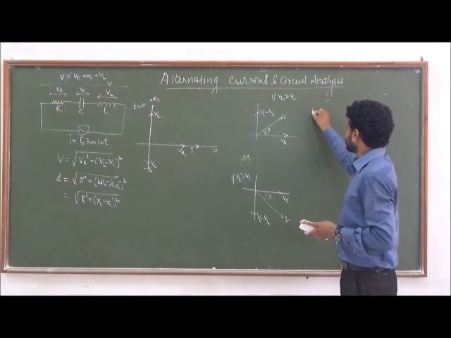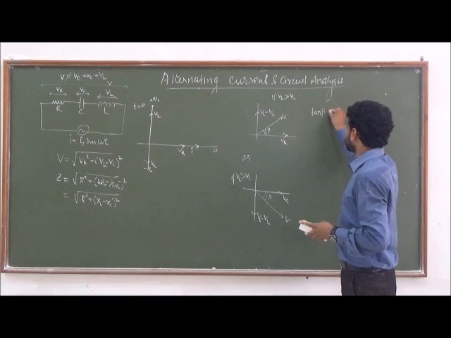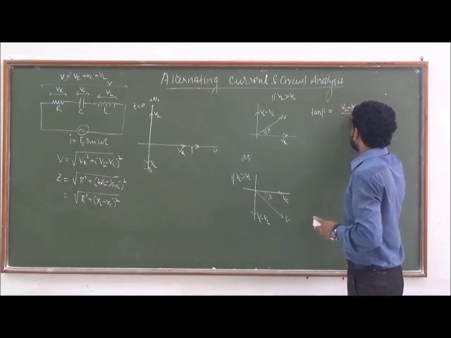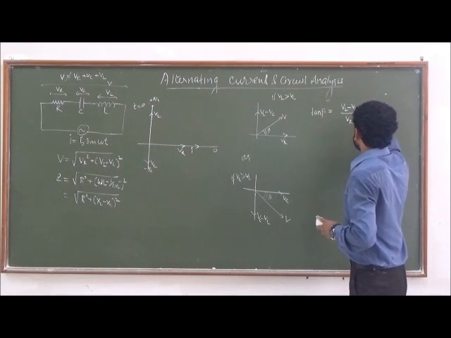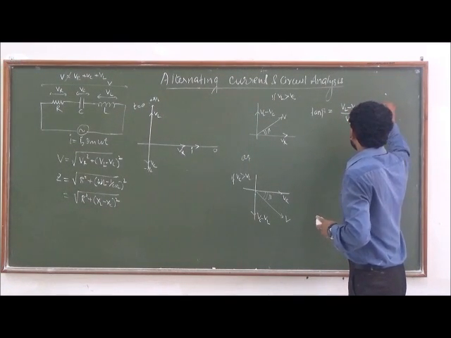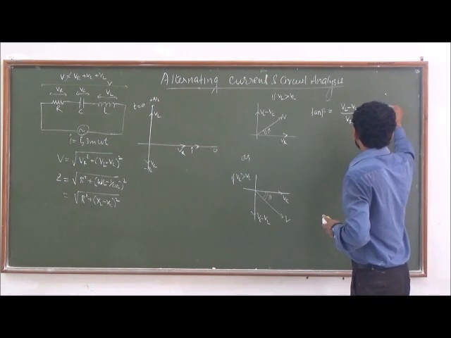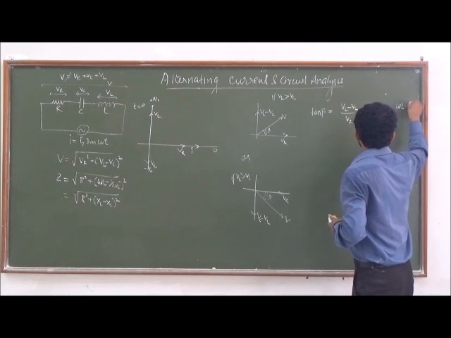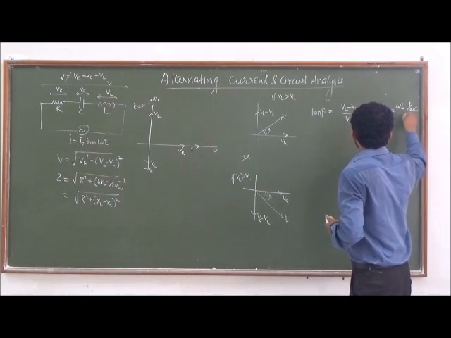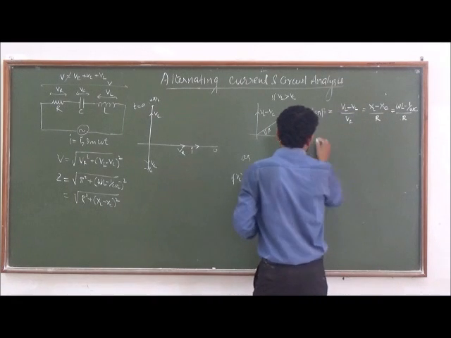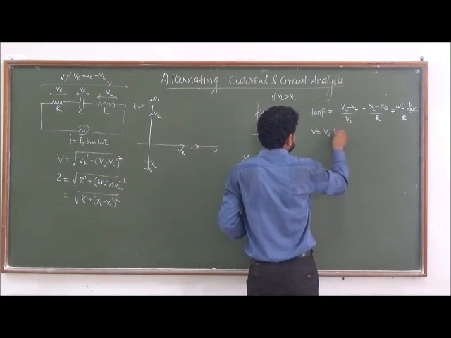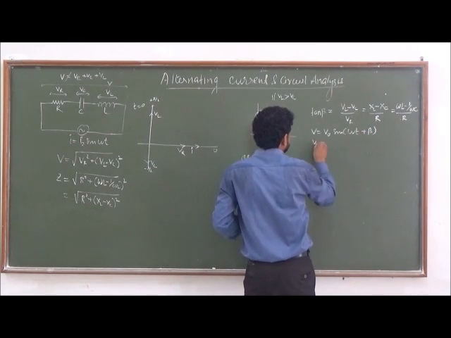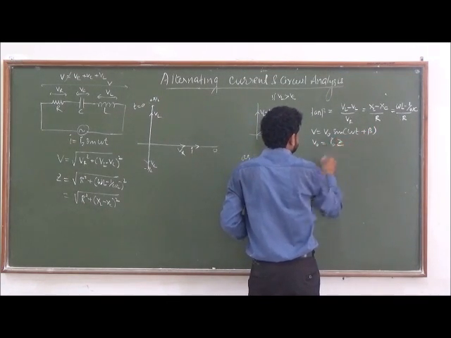So, the tan beta for this circuit can be given as VL minus VC by VR, which can also be written as XL minus XC by R, which can also be written as omega L minus 1 by omega C divided by R. And for this, V will be equal to V naught sin(omega t plus beta), where V naught is equal to I naught times Z.